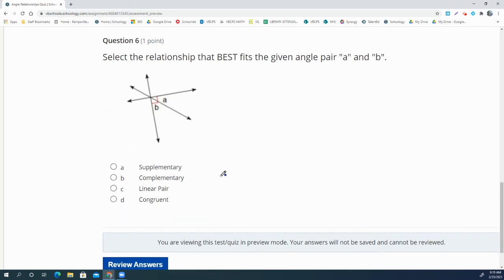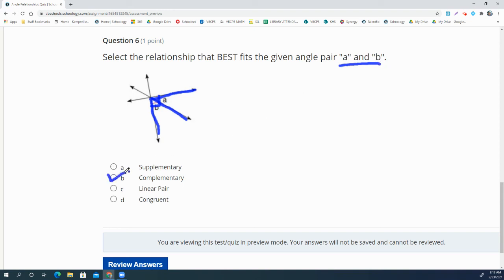Last question. Select the relationship that best fits the given pair of angles A and B. If you highlight these rays, you'll see. What's one thing you can check off your list, Lily? Are they supplementary, complementary, linear pair, or congruent? Do they make a straight line? I do see a straight line here, but A and B aren't over on this side. Is there a better choice? Because they don't make that total straight line over here or on this side. They're not included. So we're just talking about A and B.